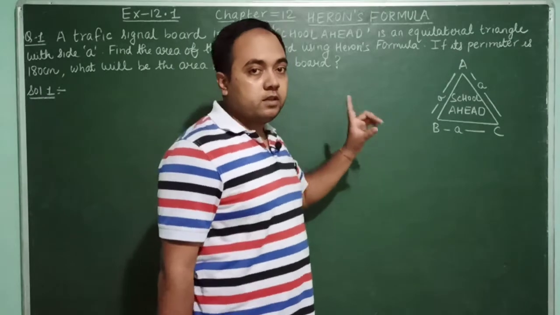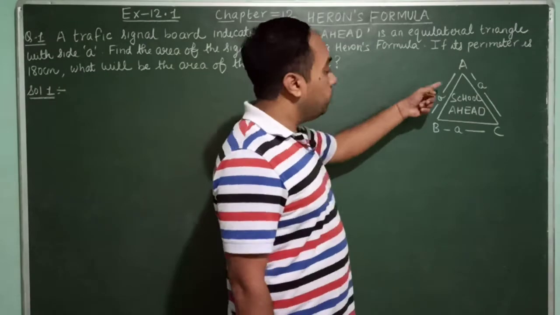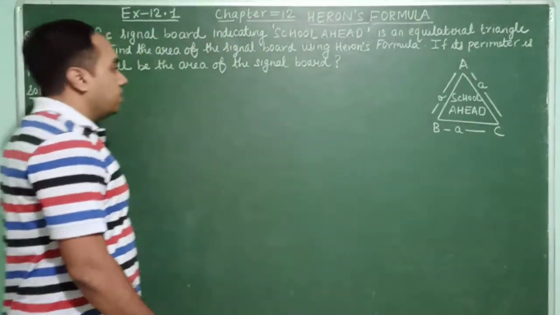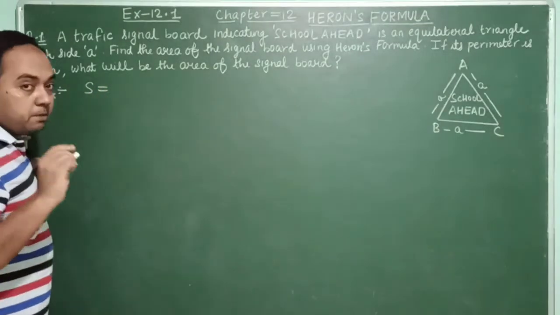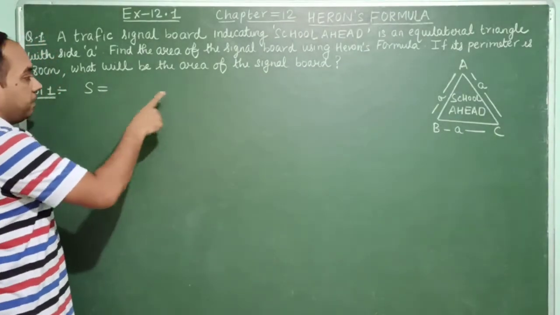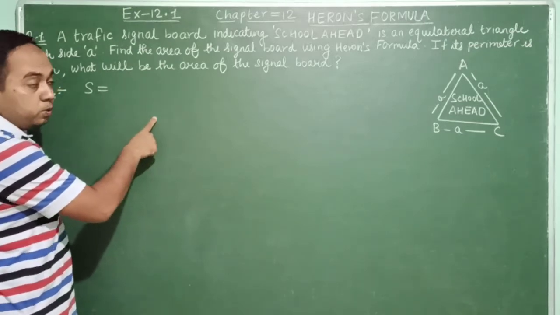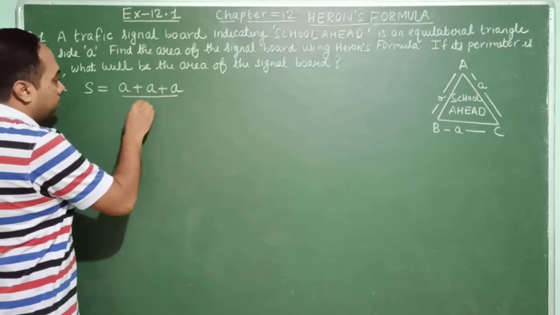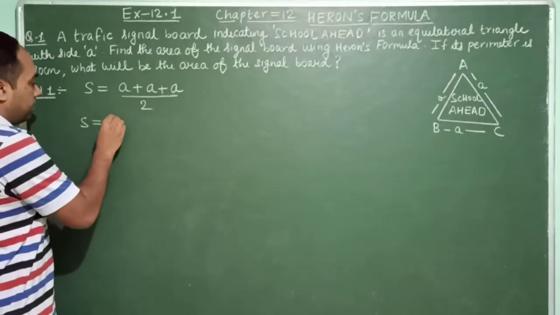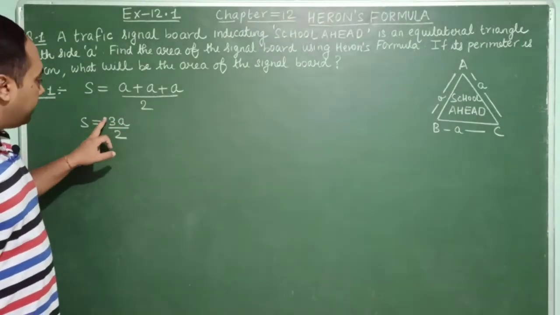So over here, the first part of the question is that we are going to find area using Heron's formula, correct? So how to find area using Heron's formula? For that, first we will calculate what? Semi-perimeter, and semi-perimeter is given by sum of all three sides divided by 2. So all three sides are equal to A over here upon 2. So semi-perimeter is 3A upon 2.